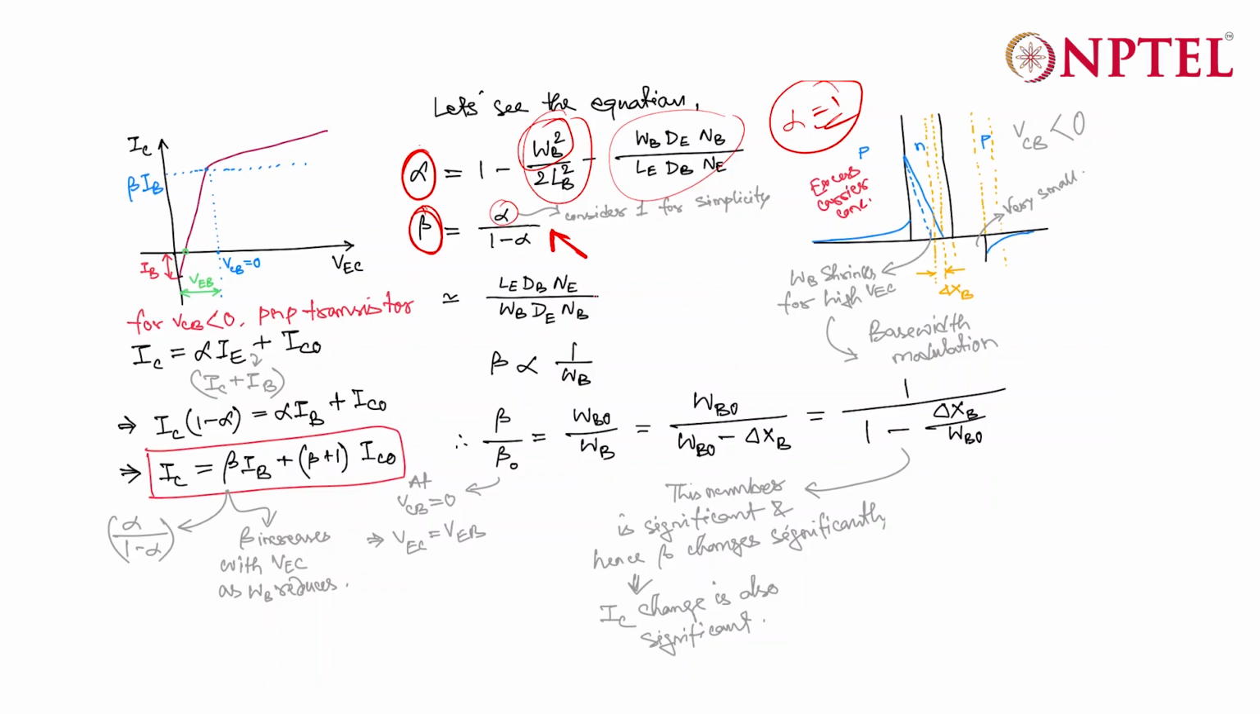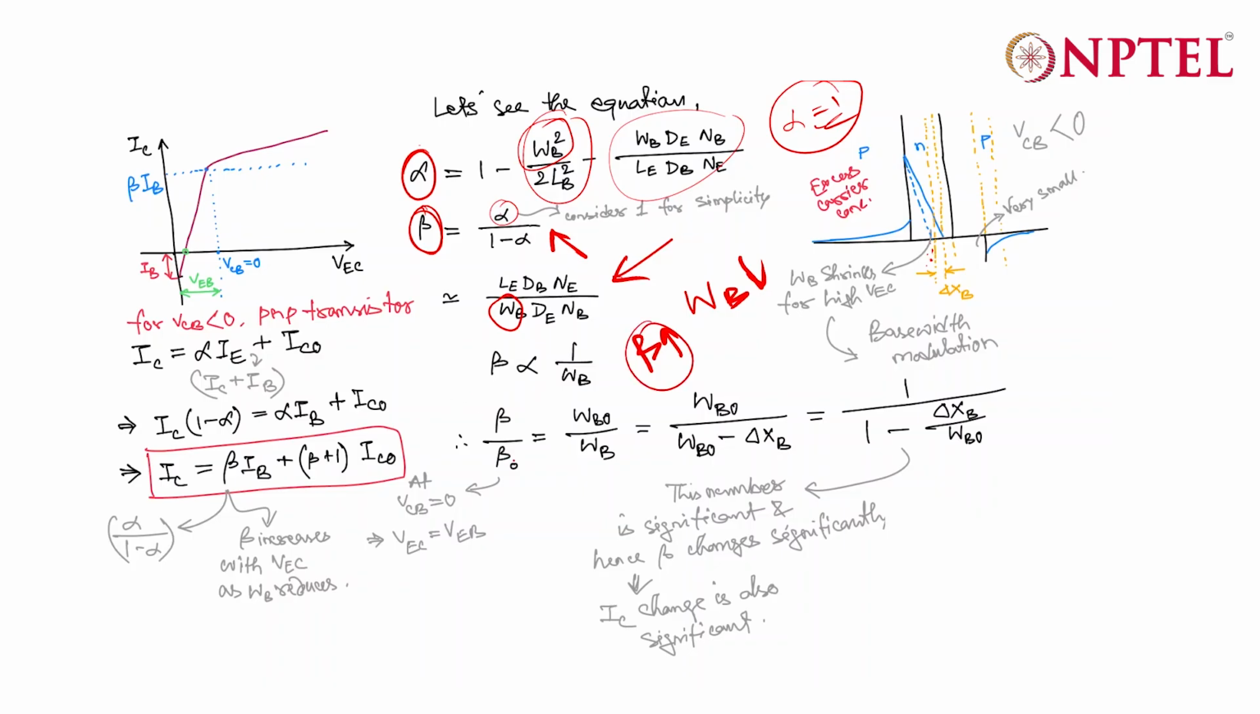So you will come to a point where the expression will become LE DE NE divided by WB DB NB. So your beta is actually inversely proportional to WB. So beta is proportional to 1 by WB. That is, when your WB decreases, your beta increases, and your WB will decrease because of base width modulation. If you increase the VEC, definitely your CB junction will experience a higher reverse bias, and your WB will keep on reducing, and this will actually increase the value of beta.